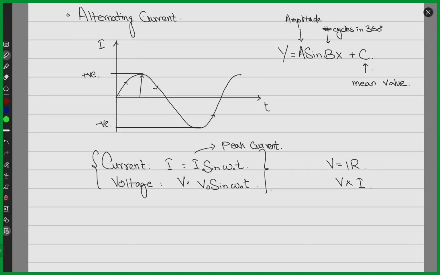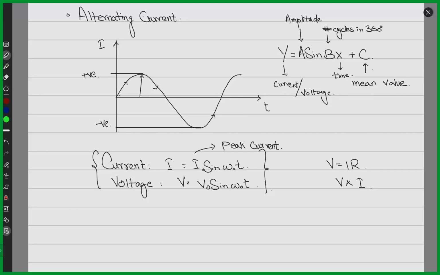Sir, what's X, Bx? Oh, X is the variable that is plotted on the horizontal axis, right? So in our case, when we're discussing alternating current, X is time. Y can be current or voltage, depending on what physical quantity you're talking about. If you're talking about current, then Y is current and A is the corresponding amplitude of that current. And if Y is voltage, then A is the corresponding amplitude of that voltage, V naught.